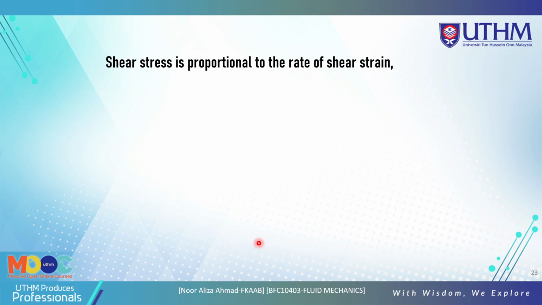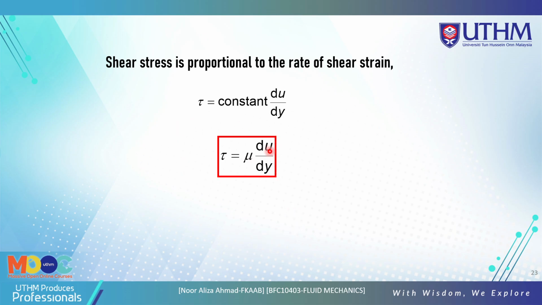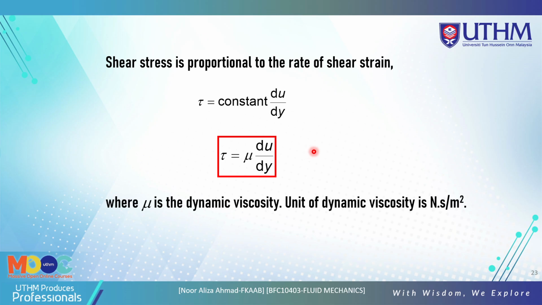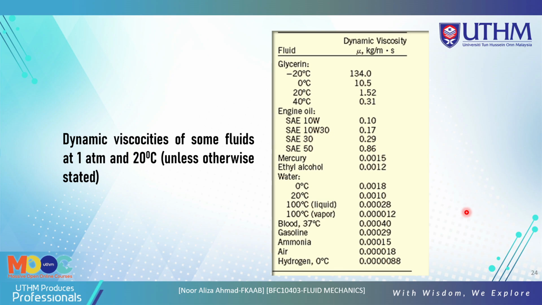So this is the shear stress. Shear stress is proportional to the rate of shear strain, so we get this equation: shear stress equals viscosity times du over dy, where mu is the dynamic viscosity. The unit of dynamic viscosity is Newton second per meter squared.